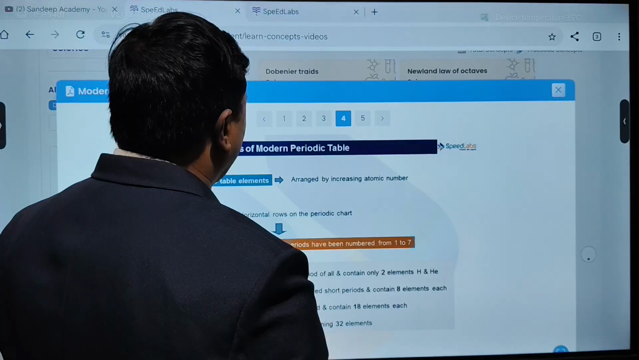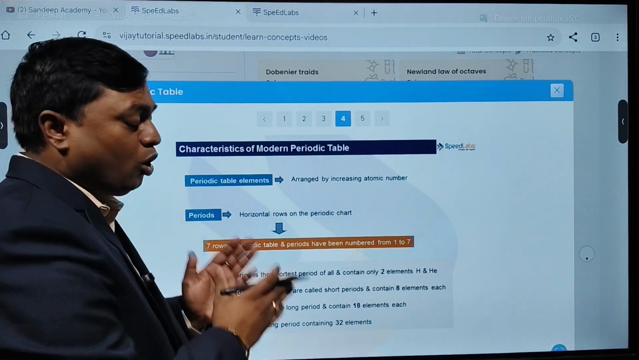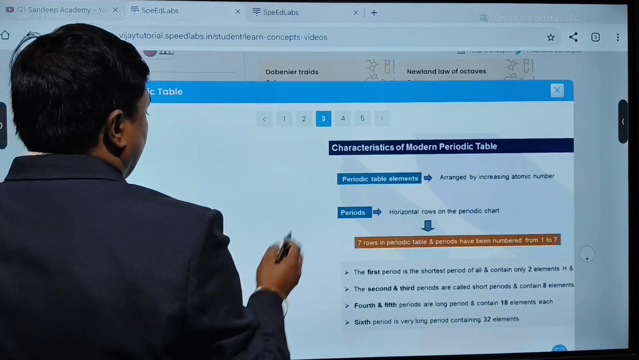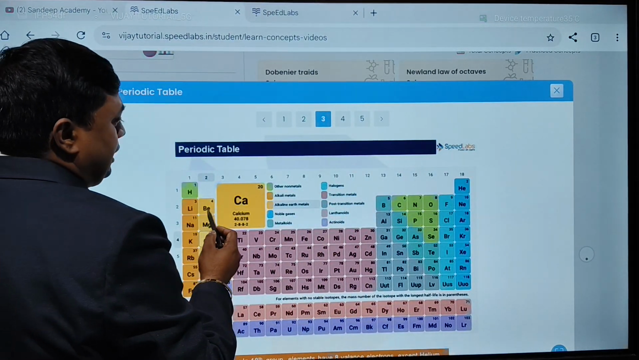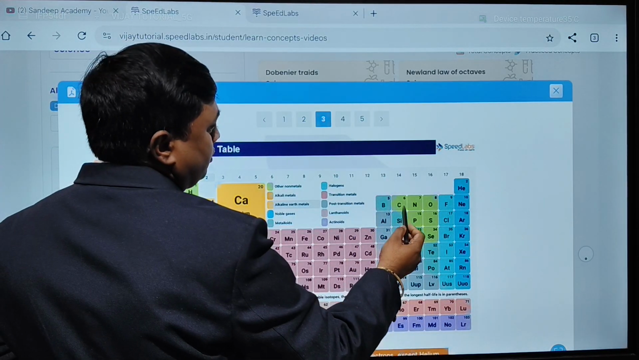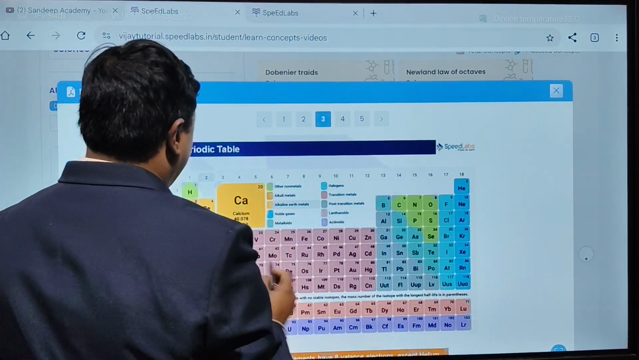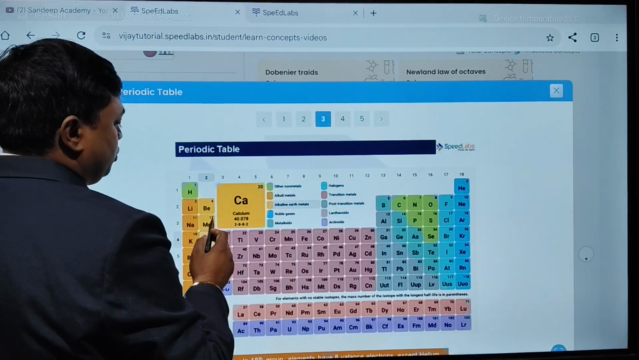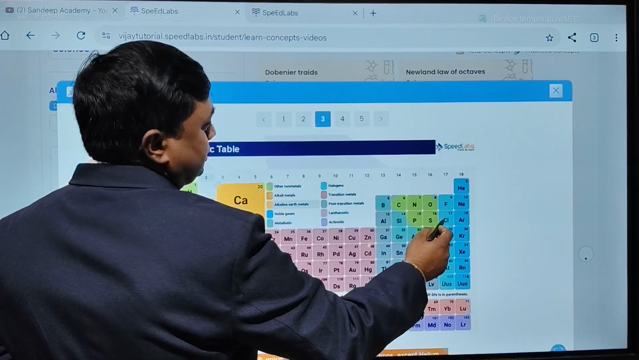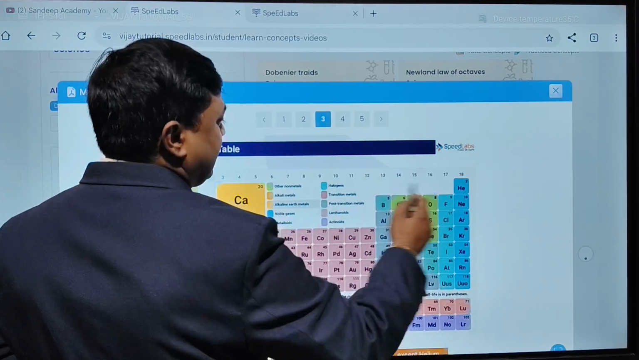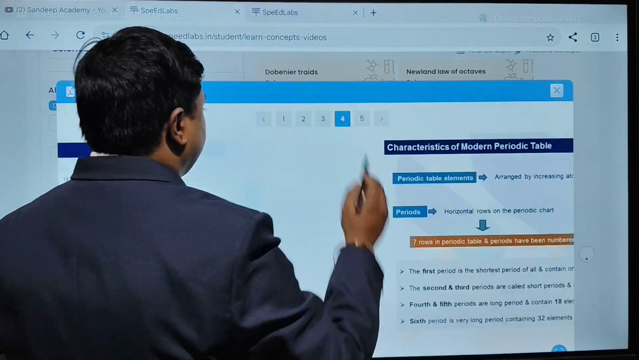Characteristics of the modern periodic table: elements are arranged by increasing atomic number. Hydrogen 1, helium 2, lithium 3, beryllium 4, boron 5, carbon 6, nitrogen 7, oxygen 8, fluorine 9, neon 10, sodium 11, magnesium 12, aluminum 13, silicon 14, phosphorus 15, sulfur 16, chlorine 17, argon 18. Like that, it is arranged in increasing order of atomic number.